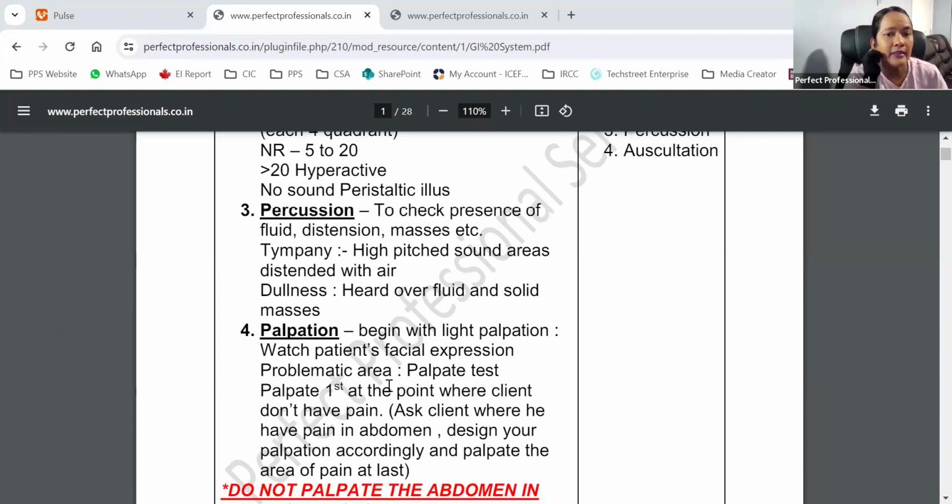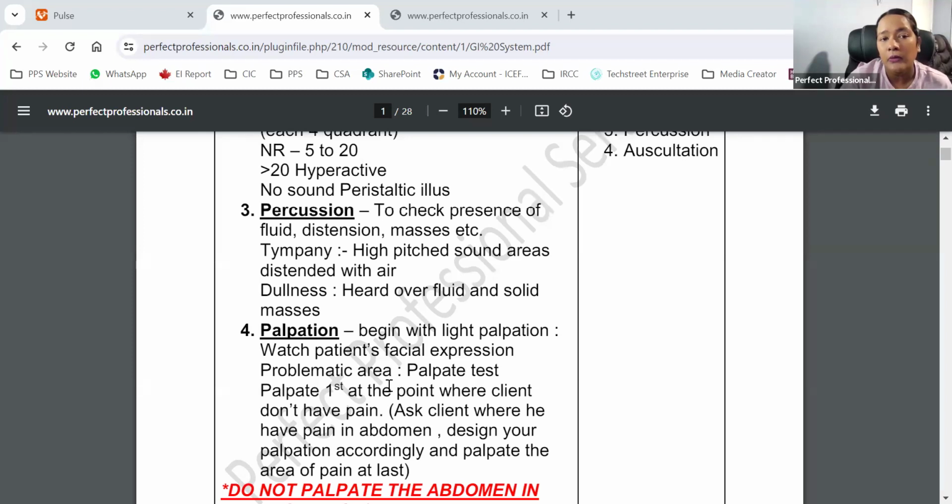Palpation will be palpating the abdomen. Now this is your abdomen. ਆਪਾਂ ਏਦਾਂ ਕਰਕੇ palpate ਕਰਾਂਗੇ, ਆਪਾਂ feel ਕਰਾਂਗੇ ਕੁਝ. Okay, now for palpation, while palpating you have to observe the patient face. ਠੀਕ ਹੈ, patient ਦੀ ਤੁਸੀਂ feel ਕਰਨਾ ਹੈ ਹੱਥ ਨਾਲ ਔਰ patient ਦੇ face ਵੱਲ ਧਿਆਨ ਦੇਣਾ.